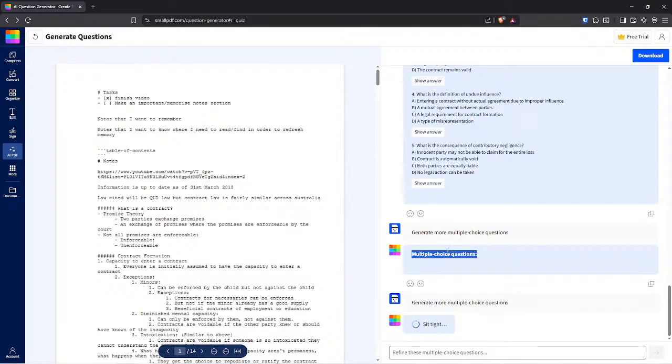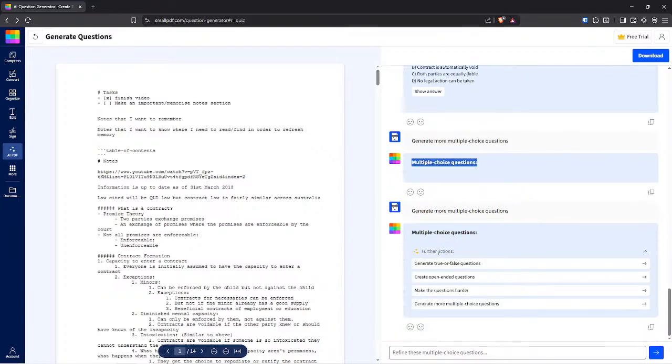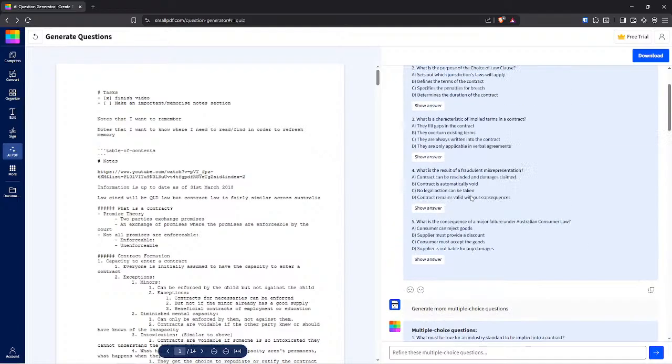Did it work? Or did I interrupt it? I think I interrupted it. Let's see. Further actions. Okay, maybe it stopped, but okay. I might need to find another tool, but this is really cool. Really, really cool.